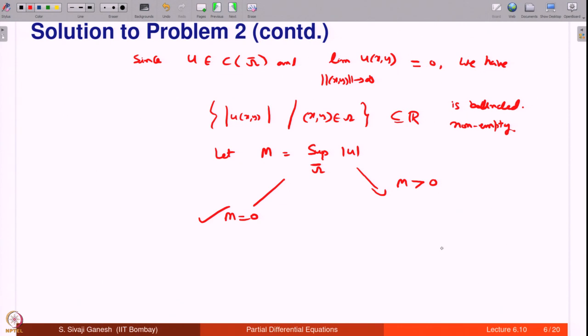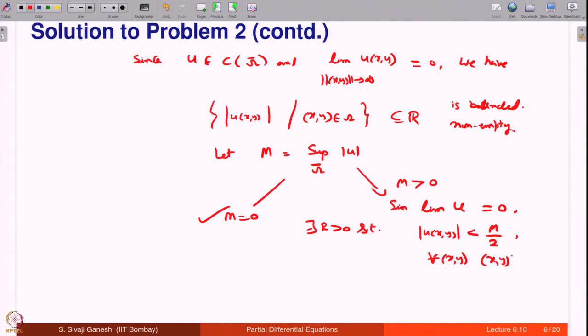Boundary of omega, recall, is the unit circle. Now in this case, since the limit of u is 0, there exists r positive such that modulus of u of xy, we said it can be made as small as I please, so I will make it less than m by 2, and this will hold for every xy outside the disk of radius r, that is for every xy such that norm xy is bigger than or equal to r.